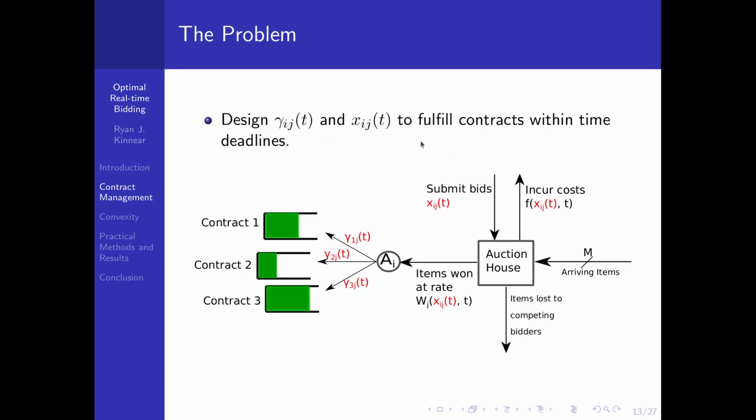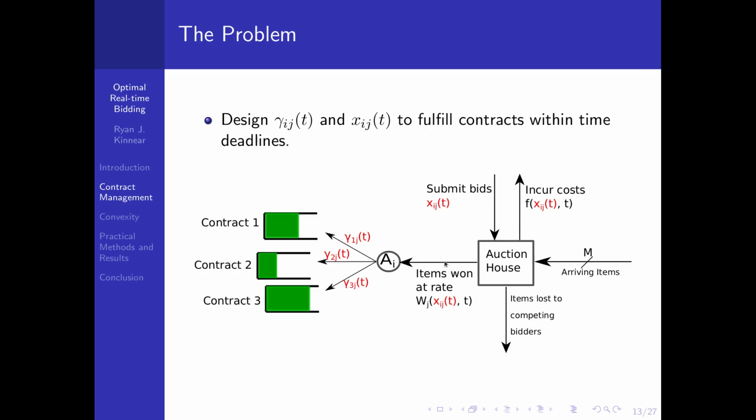So to illustrate with a picture what's going on here, there's items arriving here at the rate lambda. There's m different types of items. The DSP will submit particular bids, x. They incur some costs defined by f. Some of the items are lost by not winning them, so competing bidders get them, and some of the items are won, and they're won at the rate defined by w.